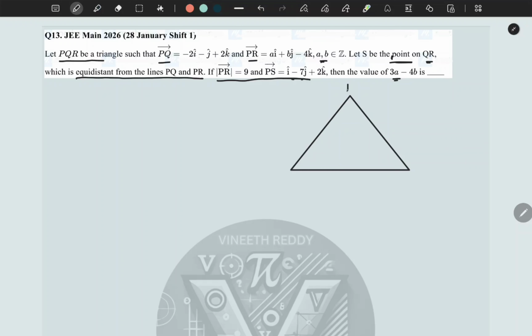So we'll do one thing. We'll try to draw the triangle first, PQR. By the way, I think this is from 20th shift 1. This is a deleted question, dear students. Now we'll try to understand why it is deleted.